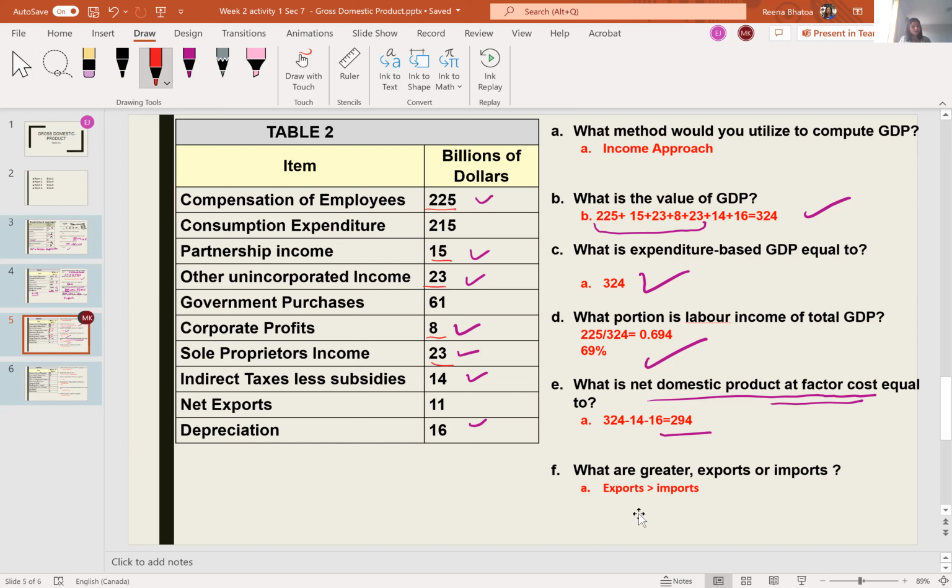Now what is greater, exports or imports? Net exports are positive, so exports are greater than imports. And that's great. Everything was good. Nicely done in this one. This is what is expected in the exam.